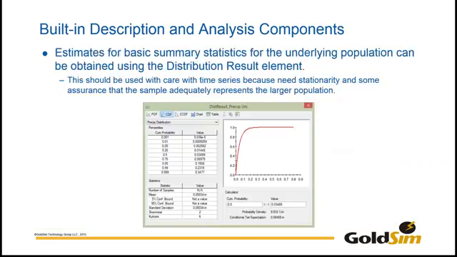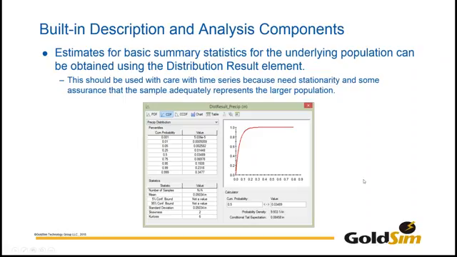And so another built-in element that provides a way to calculate some summary statistics is the distribution result element. Okay. And an example of the dialog for a distribution result element is shown on the current screen. You can see at the bottom, the lower left-hand corner of this element dialog, there's a series of statistics that are provided by default.